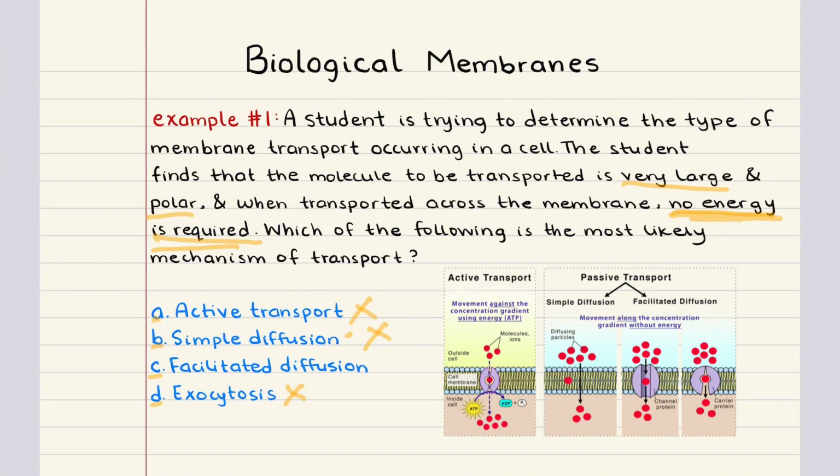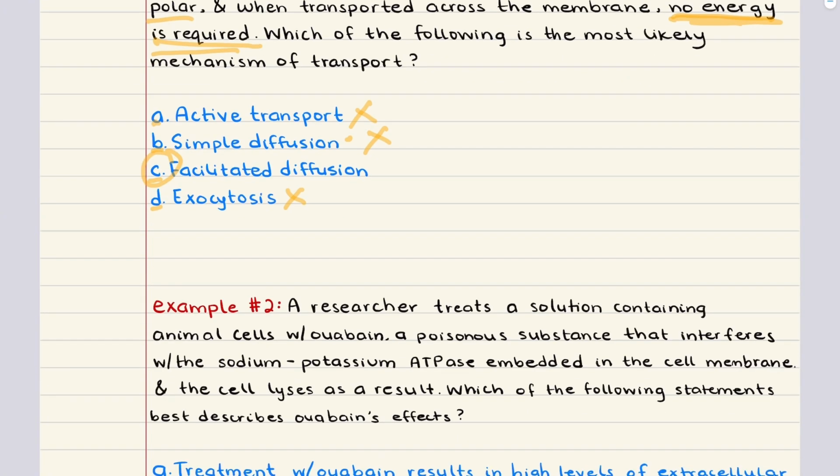That leaves facilitated diffusion. In facilitated diffusion, molecules move down their concentration gradient with the help of a transport protein or channel, but without any energy input. And this matches the situation perfectly. Large, polar, no energy needed. The correct answer for problem 1 is C, facilitated diffusion.